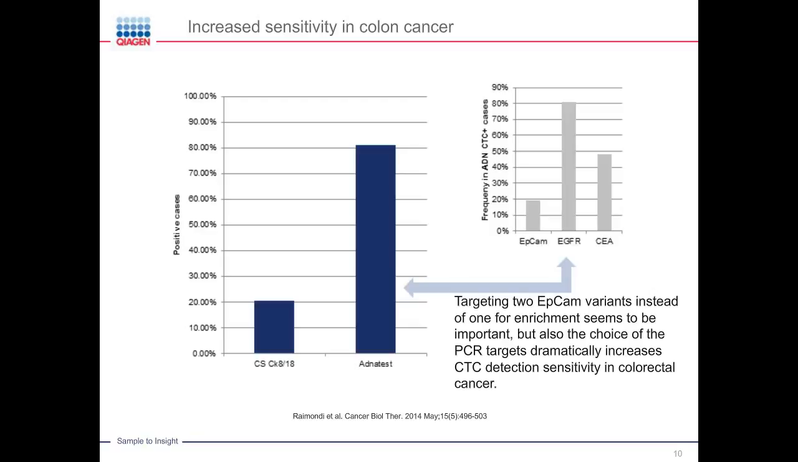This might be due to the fact that in this test the antibody mixture consists only of different AdCam variants, different AdCam antibodies, and already that increases the sensitivity. But it might also be the second combination, the fact that we are using 3 antigens, 3 genes to identify positivity, which is AdCam overexpression, EGFR overexpression, and CEA overexpression. And also that combination contributes, as you can imagine, to the increasing sensitivity.